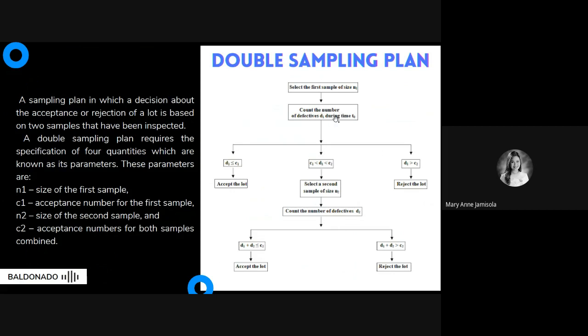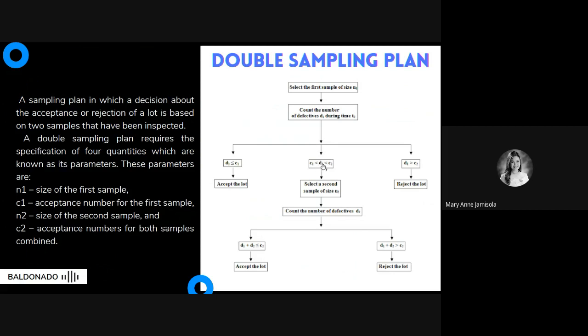Okay. So here again, select the first sample of sample size, which is N1. Count the number of defects. And then if the defect is less than or equal to the acceptance number of the first sample, then you have to accept the lot. The lot or the batch is acceptable because if the defects are less than the acceptance number, then that means the defect is not that significant, not that material. So you have to accept the batch.